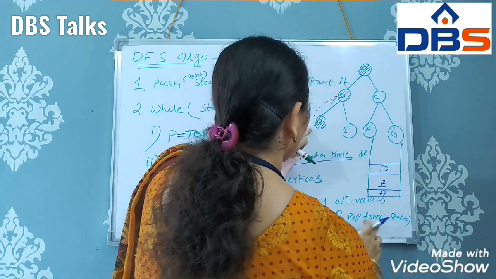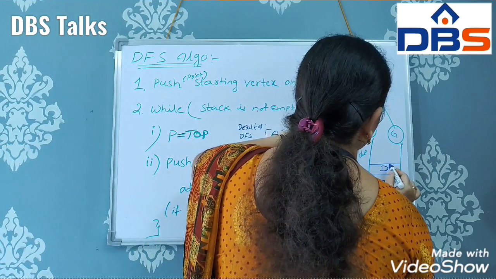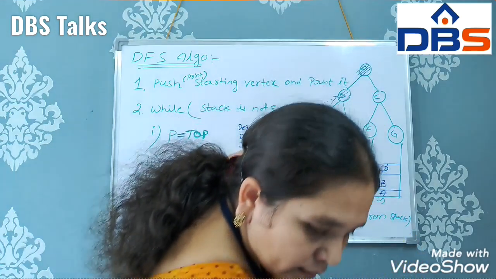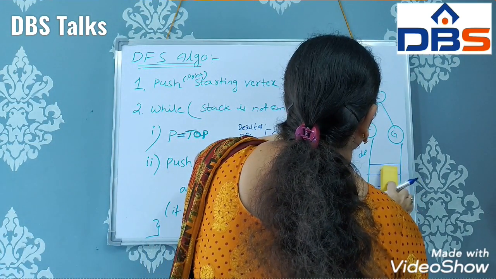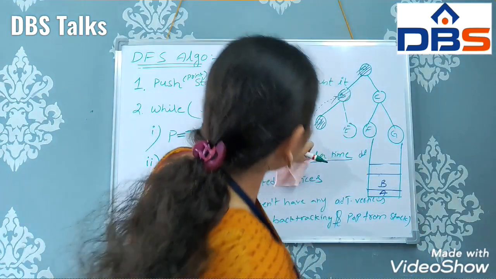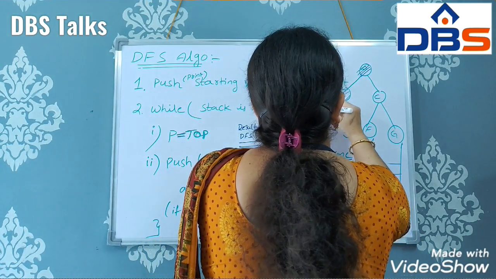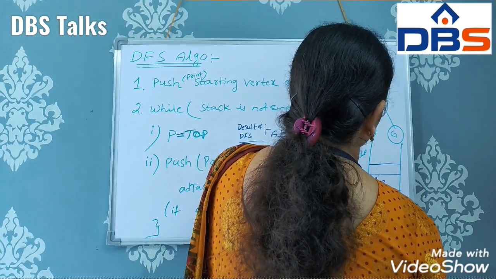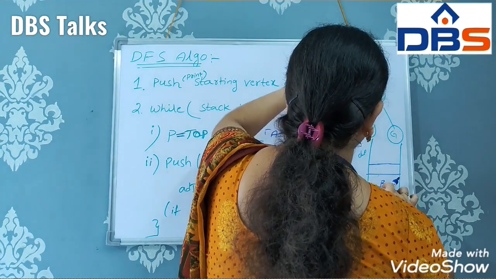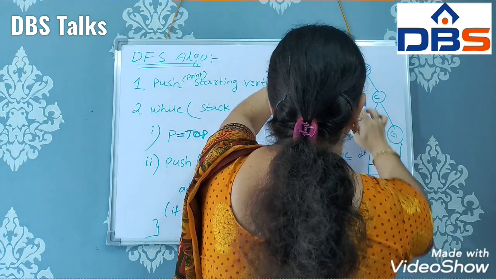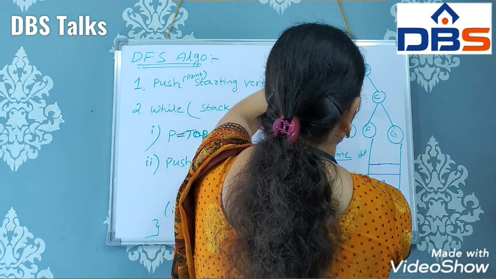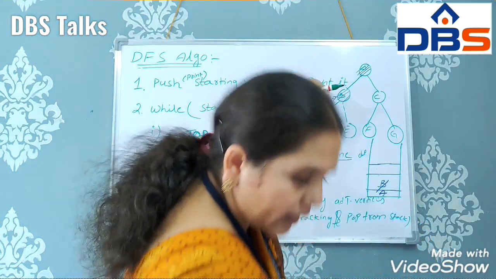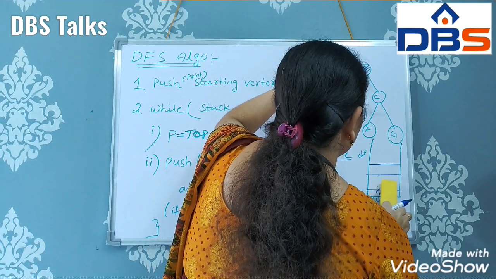So first we pop D from the stack, which means we eliminate D from the stack. Then we make backtracking. What is the next element in the stack? B. We will go for B. B is already visited, so we can pop B also.